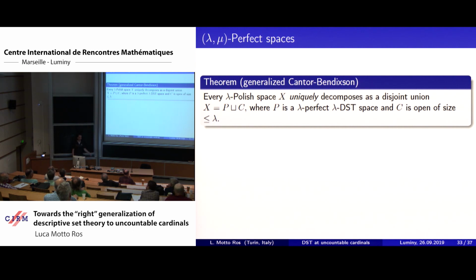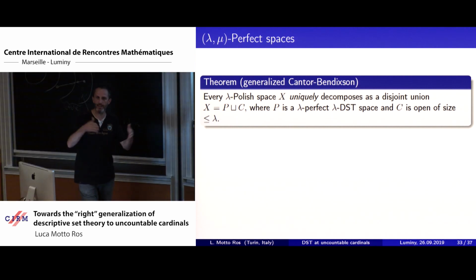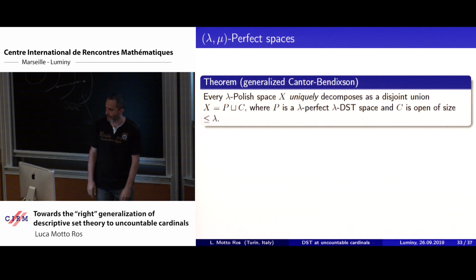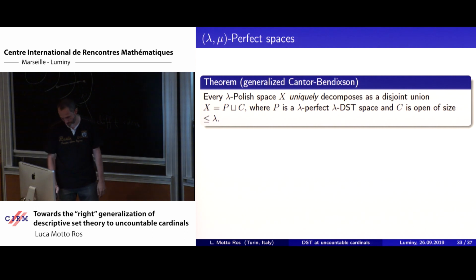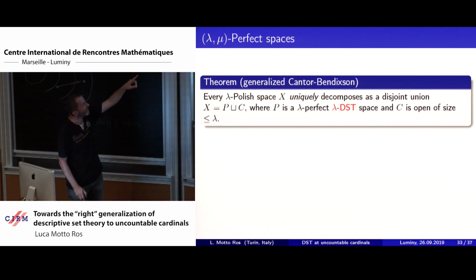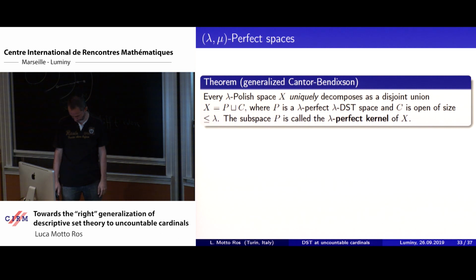Now, the good thing is that with this definition, the modified Choquet, you have the decomposition in a perfect kernel and the rest, even in the regular case. Why does it work now? Because we modified the Choquet game. It's the modification of the Choquet game that in the regular case resolved the problem that we had before. And the important thing is that with this definition we get a perfect kernel, a descriptive set theoretic kernel, so still in the class of spaces.